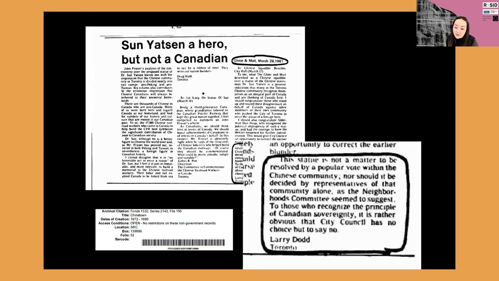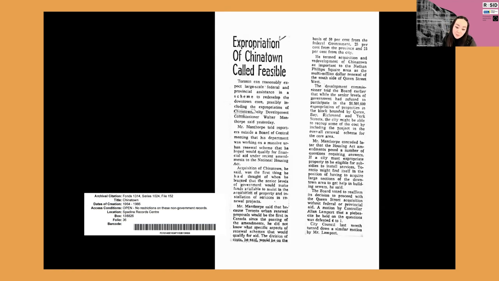And so we can see in this 1981 Globe and Mail article around the contested proposal for a Sun Yat-sen statue in Chinatown, Larry Dodd writes, "This statue is not a matter to be resolved by popular vote within the Chinese community, nor should it be decided by members of that community alone. To those who recognize the principle of Canadian sovereignty, it is rather obvious that the City Council has no choice but to say no." So in other words, there is a mainstream belief that the community should not be given a say, either democratically or through its leaders and representatives, over its own neighborhood. This is an attitude which continues. Chinatown has been multiply excluded from both what is considered Canadian heritage, as well as what's considered worth safeguarding by City Council quite often.